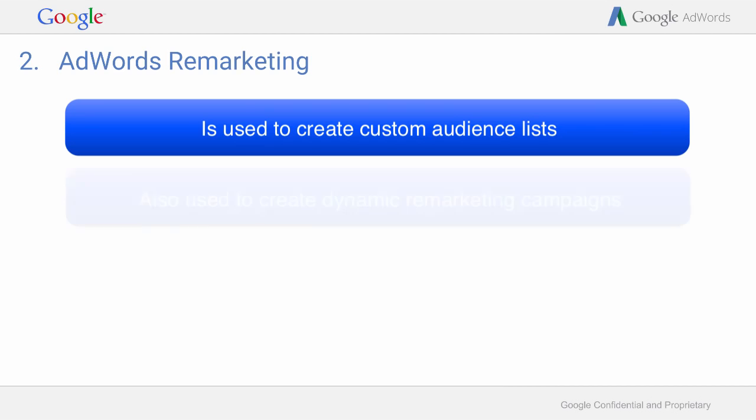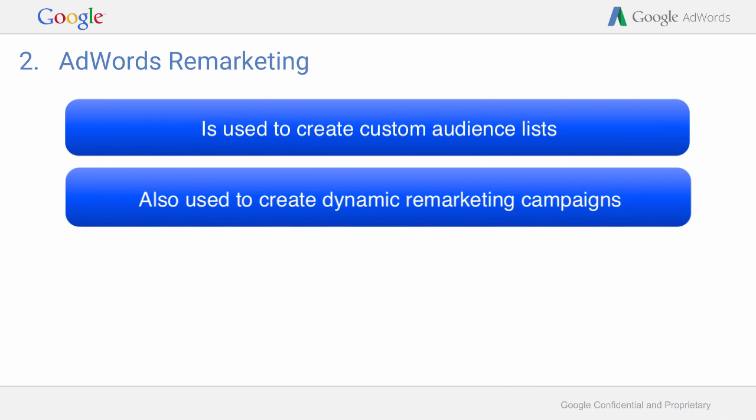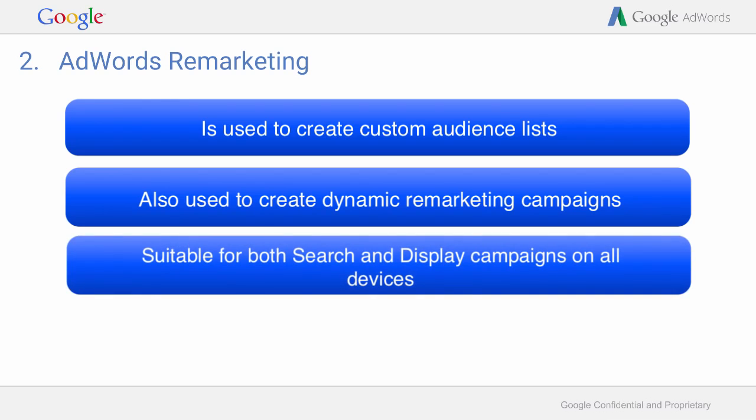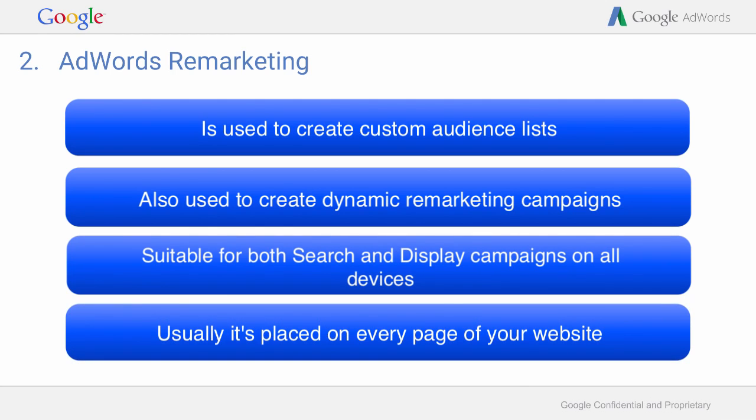The AdWords remarketing tag is also used for dynamic remarketing. Dynamic remarketing is a powerful technique that shows visitors dynamically tailored ads that contain the actual products that they viewed on your website, and it is shown to be a highly performing marketing technique. The AdWords remarketing tag can be used for all campaign types and works for both search and display. Usually the tag is placed on every page of your website.